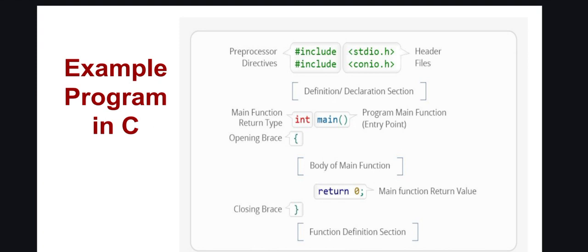stdio.h must be represented within the angular brackets only. It means it is the predefined header file which we are including so that all the functions that are defined in that header file, we can easily process them.